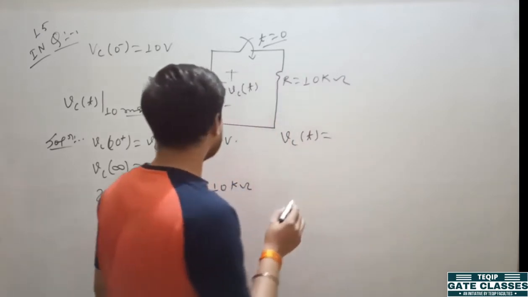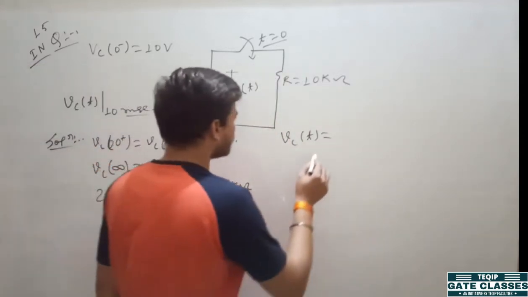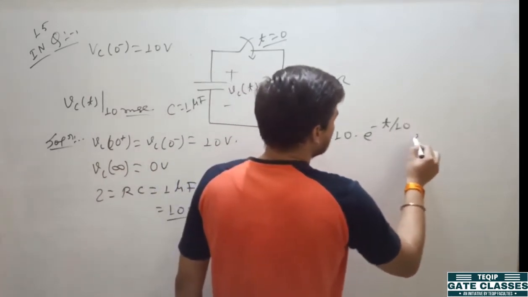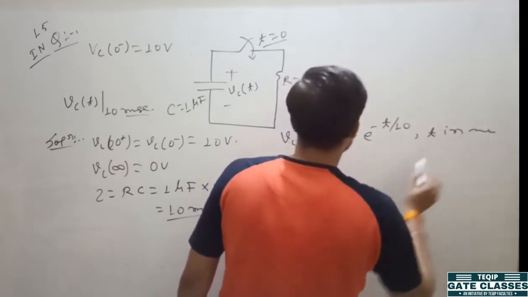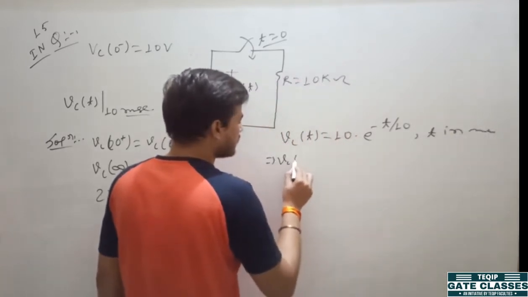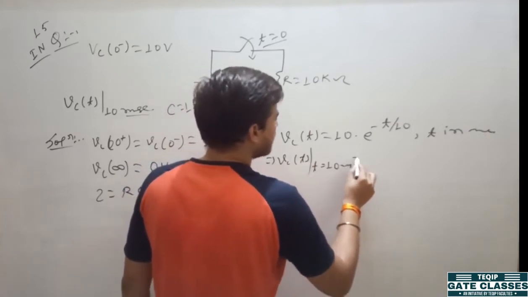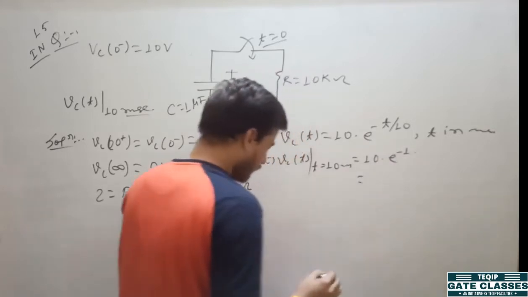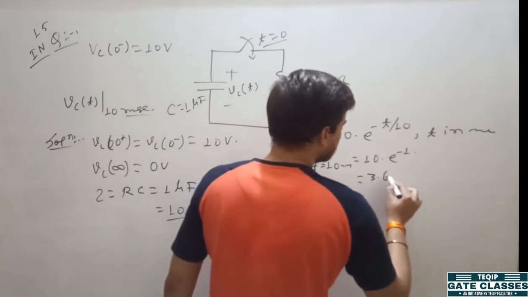That means here it will be 10 into e to the power minus t by 10, where t is in millisecond. So you write VC(t) at t equal to 10 millisecond will be equal to 10 into e to the power minus 1. So it is coming 3.68 volt.